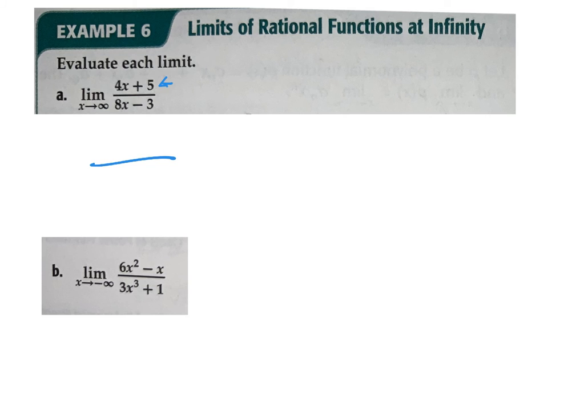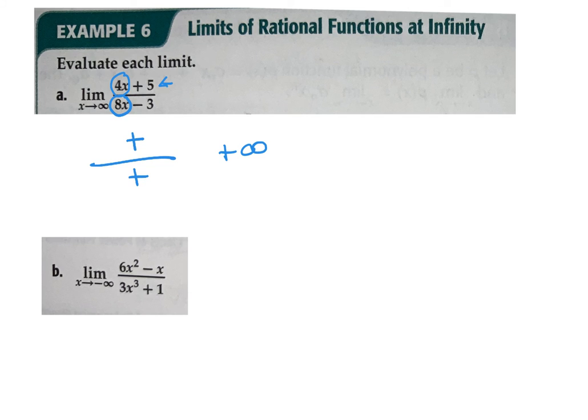My highest exponent is this guy right here. We're going to a positive. All right? Let's look at my denominator. My highest exponent is this one. 8 times a really big positive number is going to be positive. Positive divided by positive is a positive infinity, right? Here's the thing. We have a positive infinity over a positive infinity.